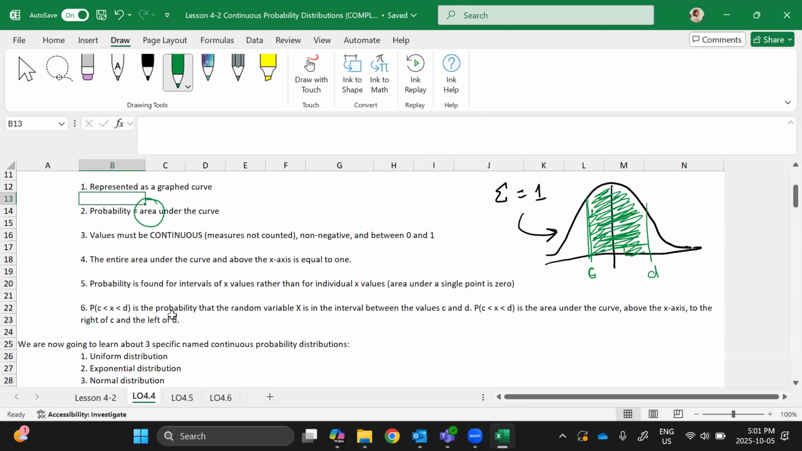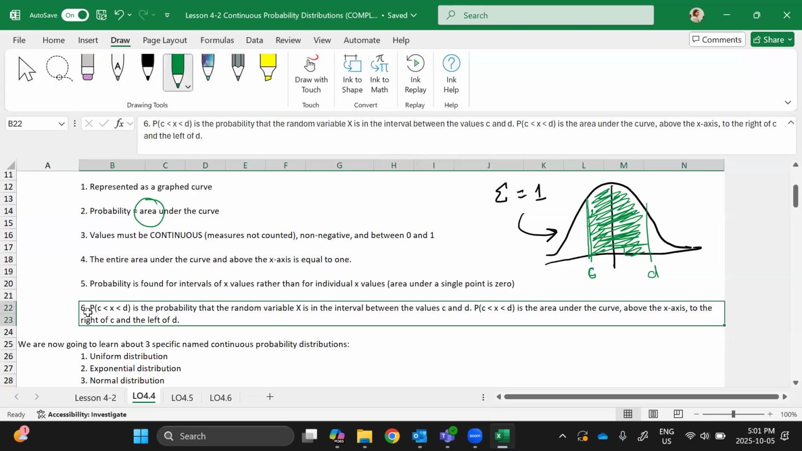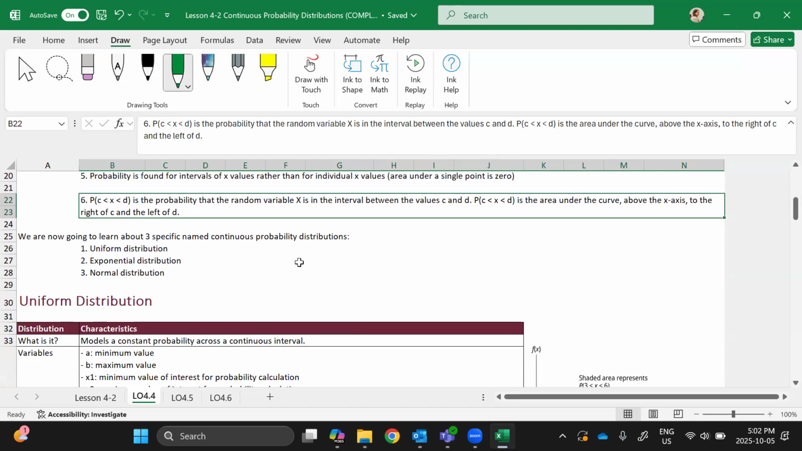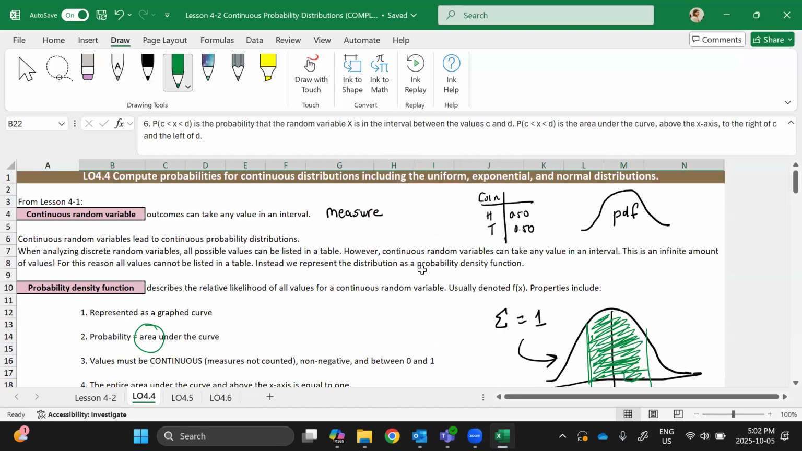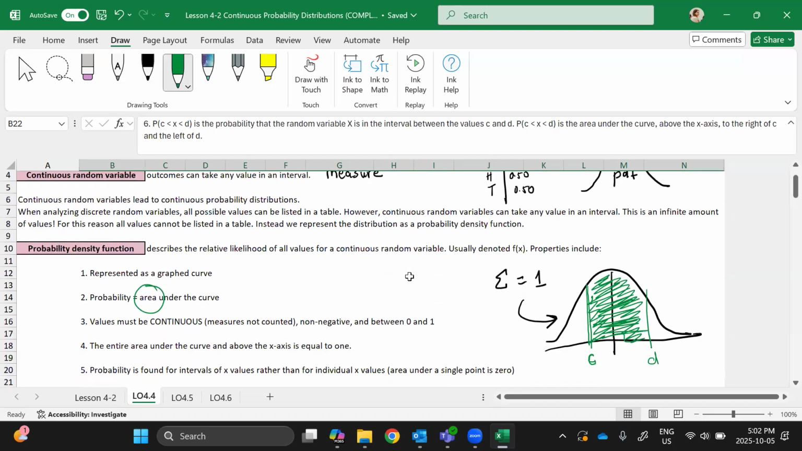Finally, when we talk about probabilities in those intervals, they're usually written like this: the probability that the continuous random value x is between C and D. This area I have shaded under the curve would be written as P, and then in brackets, that x is between C and D.